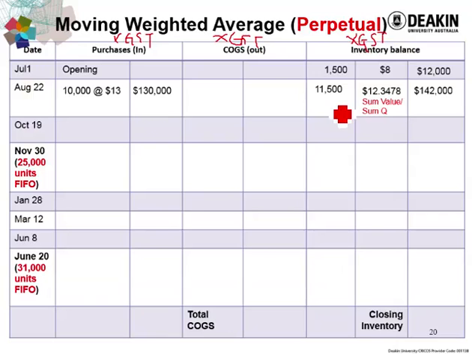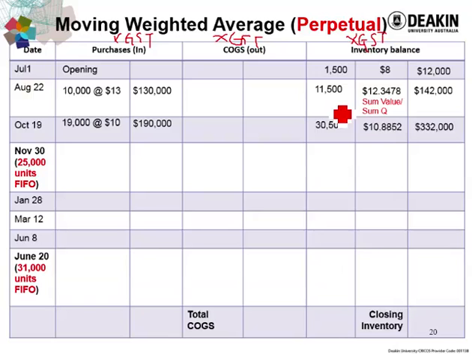On 19th of October, we purchased another 19,000 units at $10 each. So again, we have to recalculate the unit cost. So we sum up the total 332K and we have 30.5K units on hand. So the updated unit cost will be $10.8852.